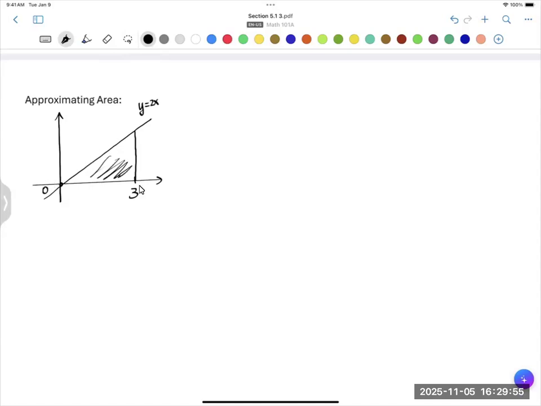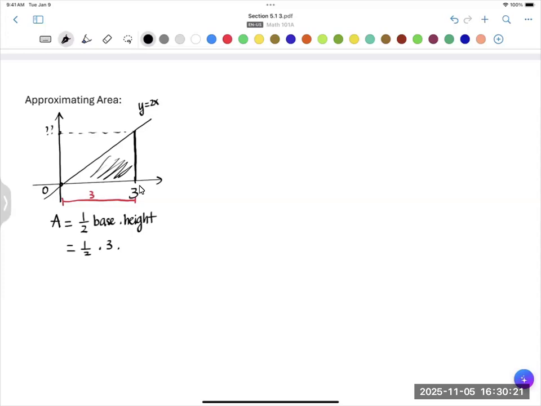And we know the area of the triangle is 1/2 base times height, right? And our base in this case has a length of 3, right? So we're going to have 1/2 times 3. Then what is the height? The height of that region is actually the output of the function.